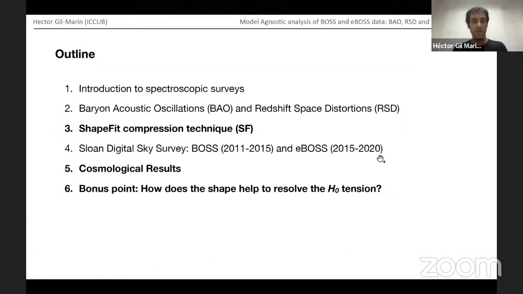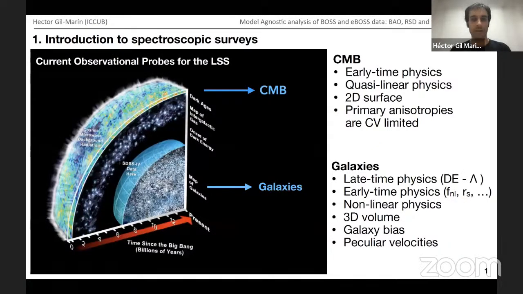This is the outline of my talk. For those who are not very familiar with the topic, I will make some introduction on spectroscopic surveys, on what baryon acoustic oscillations and redshift space distortions are, and also on these publicly available data from BOSS and eBOSS. Then, for more technically oriented people, I will talk about this compression technique called ShapeFit, and its application to BOSS data, showing you some cosmology results. And in the end, I will also talk about how this new technique can help us to shed light on the current Hubble tension.